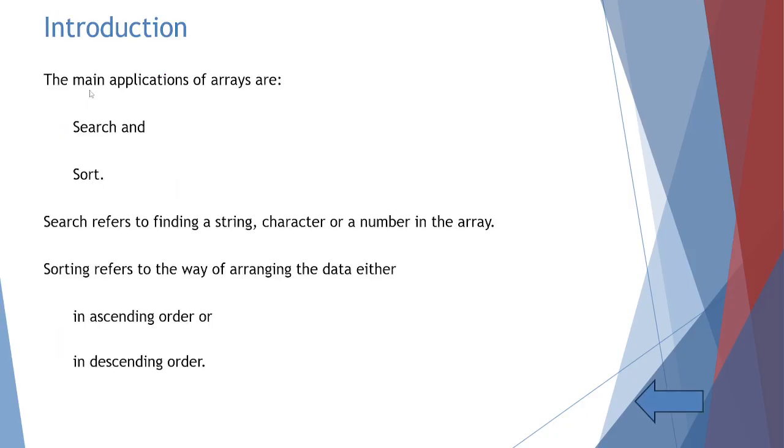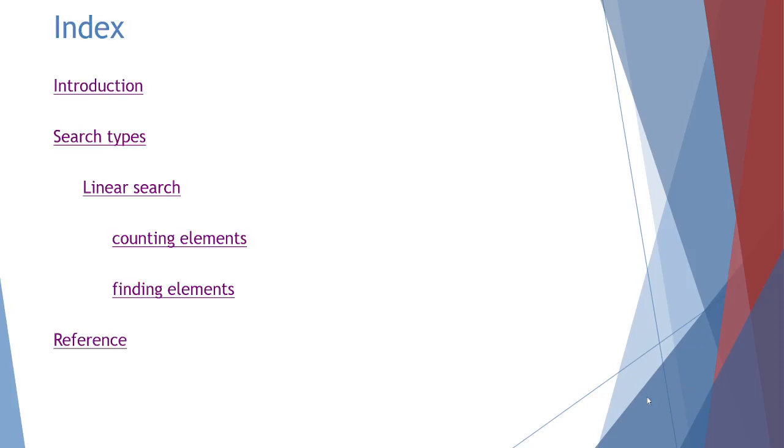Let's start. The main applications of arrays are search and sort. Search refers to finding a string or a character or a number in the respective array. Sorting refers to the way of arranging the data either in ascending order or in descending order.